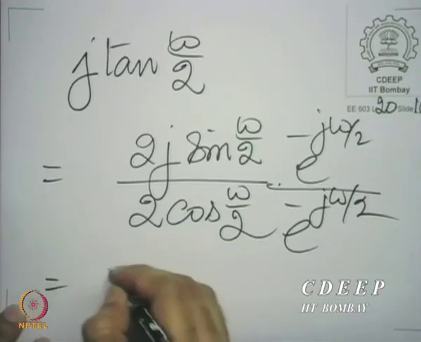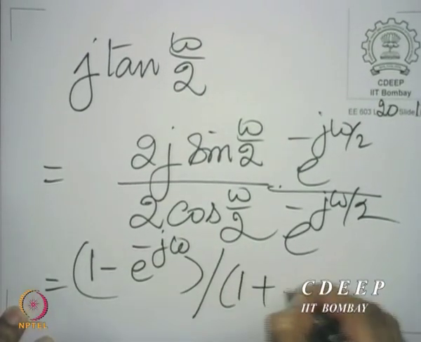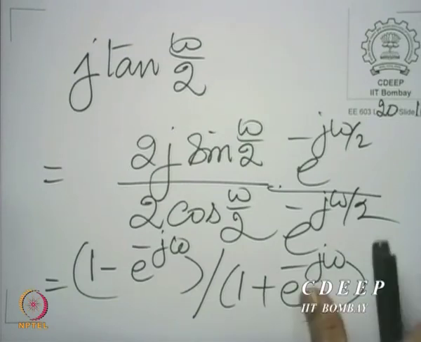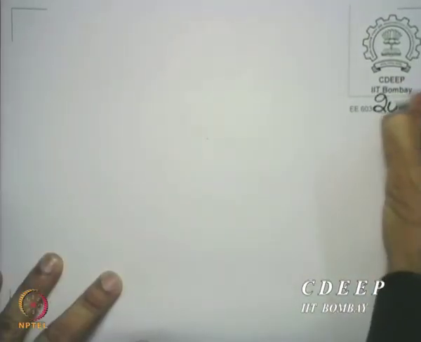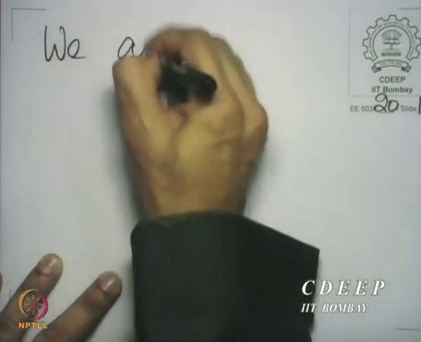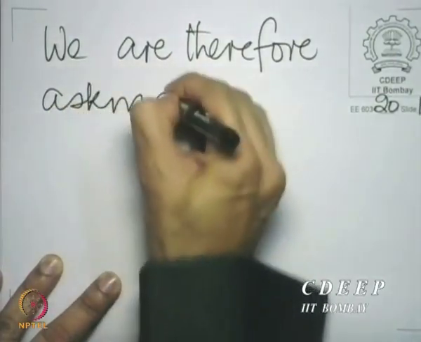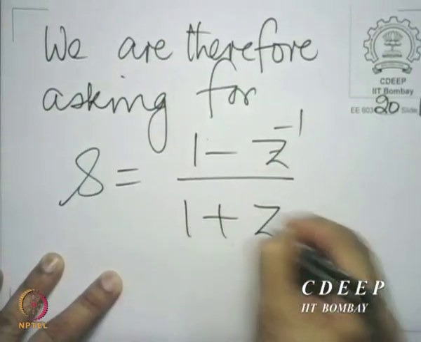This is nothing but 1 minus e raised to the power minus j omega divided by 1 plus e raised to the power minus j omega. Please check that. So easy. And therefore, we have the answer to the transformation that we want. We are therefore asking for S equal to 1 minus Z inverse by 1 plus Z inverse.